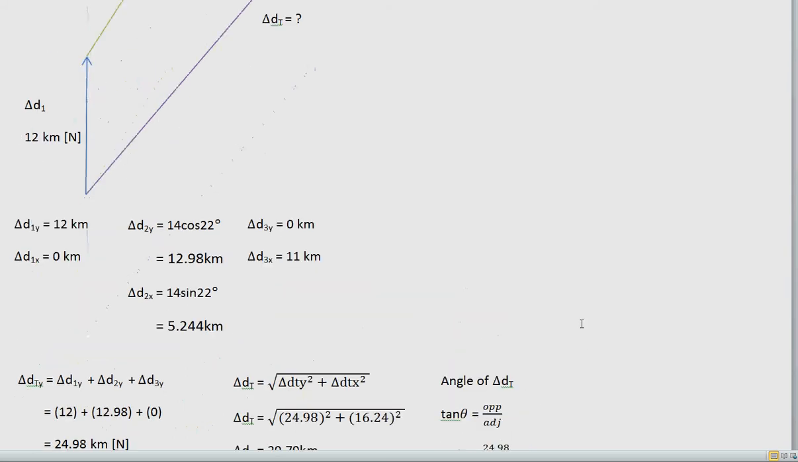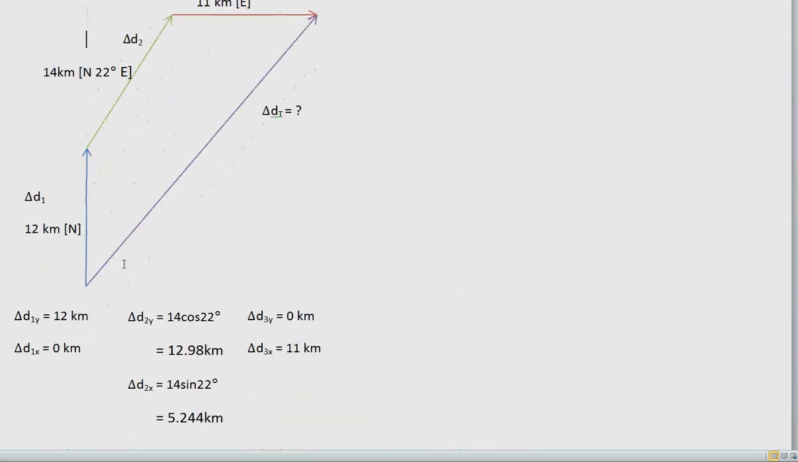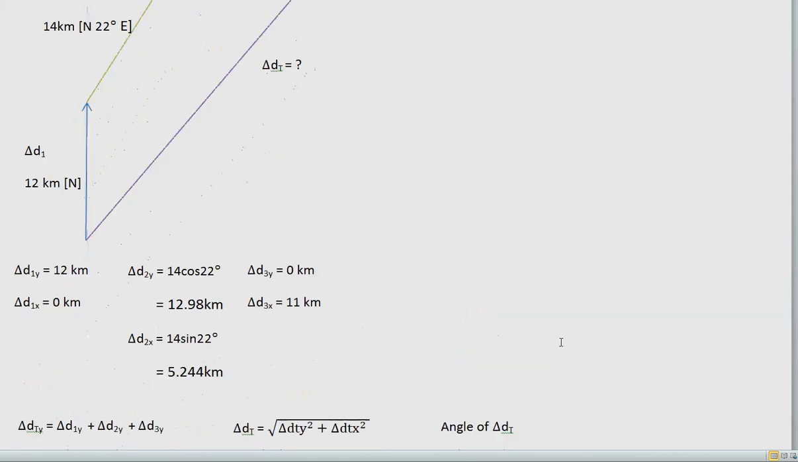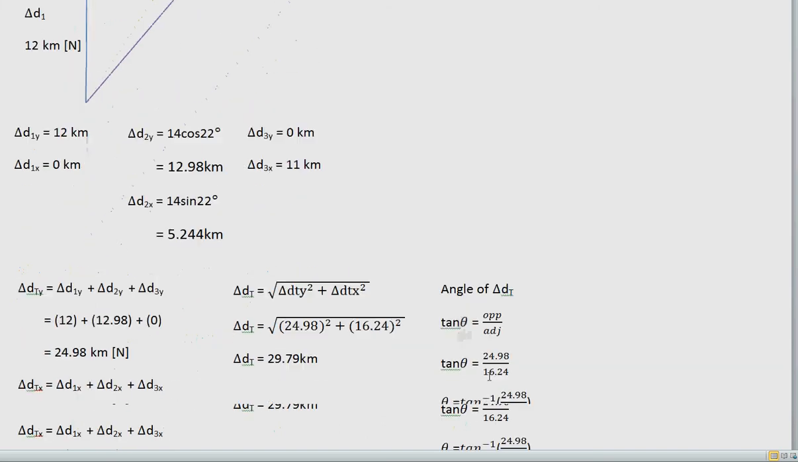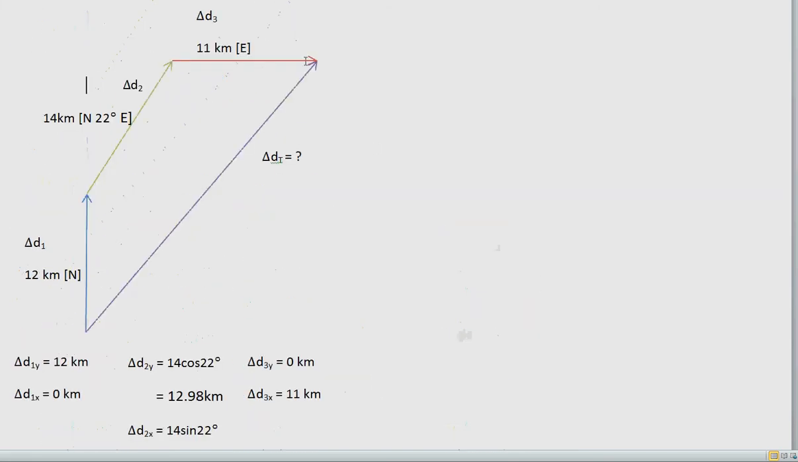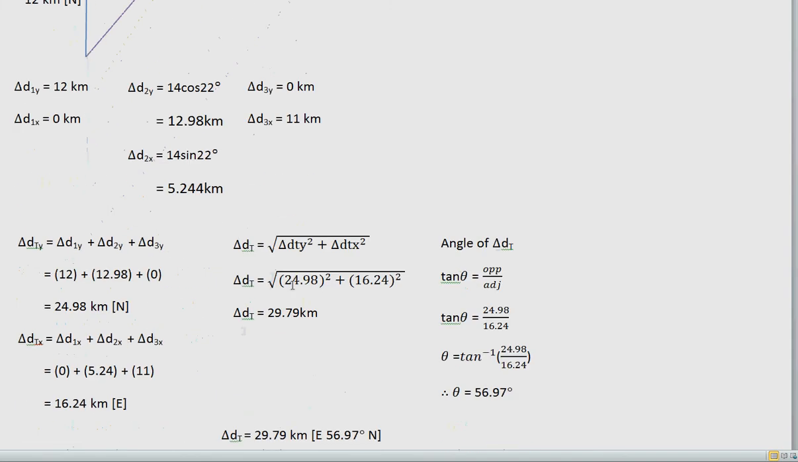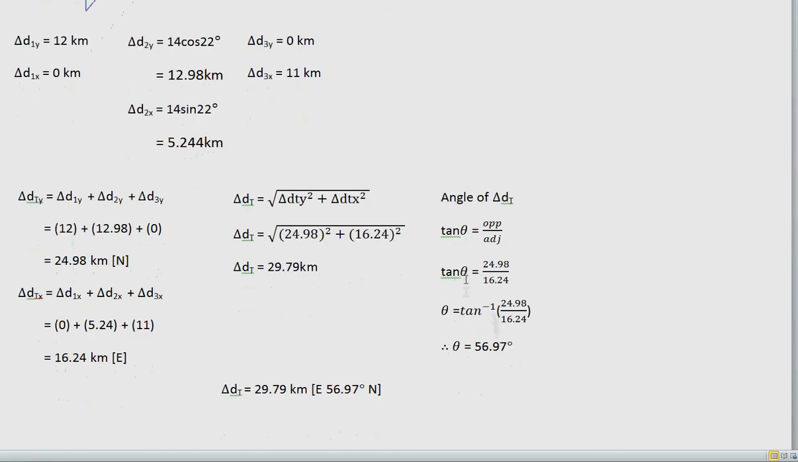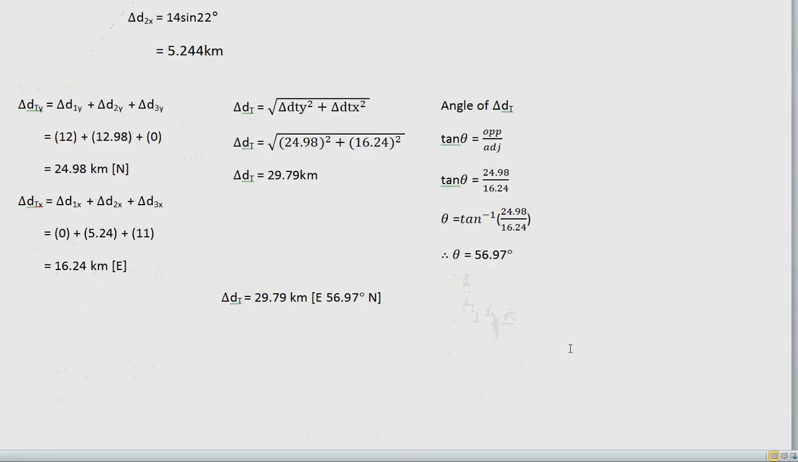Now to find the angle of the total displacement. So I've labeled the angle here as theta, which would be from the horizontal up to the purple. And to solve for that, I would have to use tan theta equals opposite over adjacent. And from our components, we can sub in our opposite and adjacents, because our components put up would create a triangle like so. So we would sub in our opposite as 24.98 and our adjacent as 16.24. And to solve for theta, we have to do tan negative 1 of 24.98 over 16.24, which would give us an angle of 56.97.